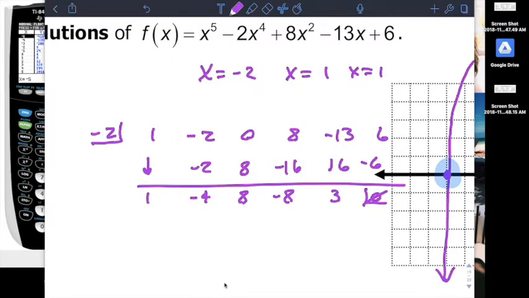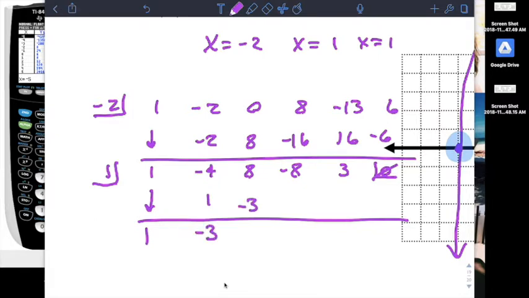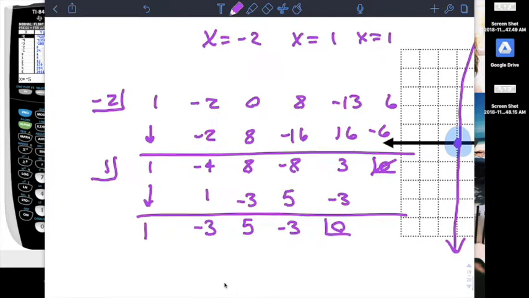Okay, now we'll try out one of the repeated roots. We'll try out 1, but we're going to do 1 twice. So 1 times 1, this will be kind of easy here. Multiply, it's going to be 1, add, -3. And then multiply, -3, add, you get 5. Multiply, you get 5. Add, you get -3. Multiply, you get -3. Add, you get 0.